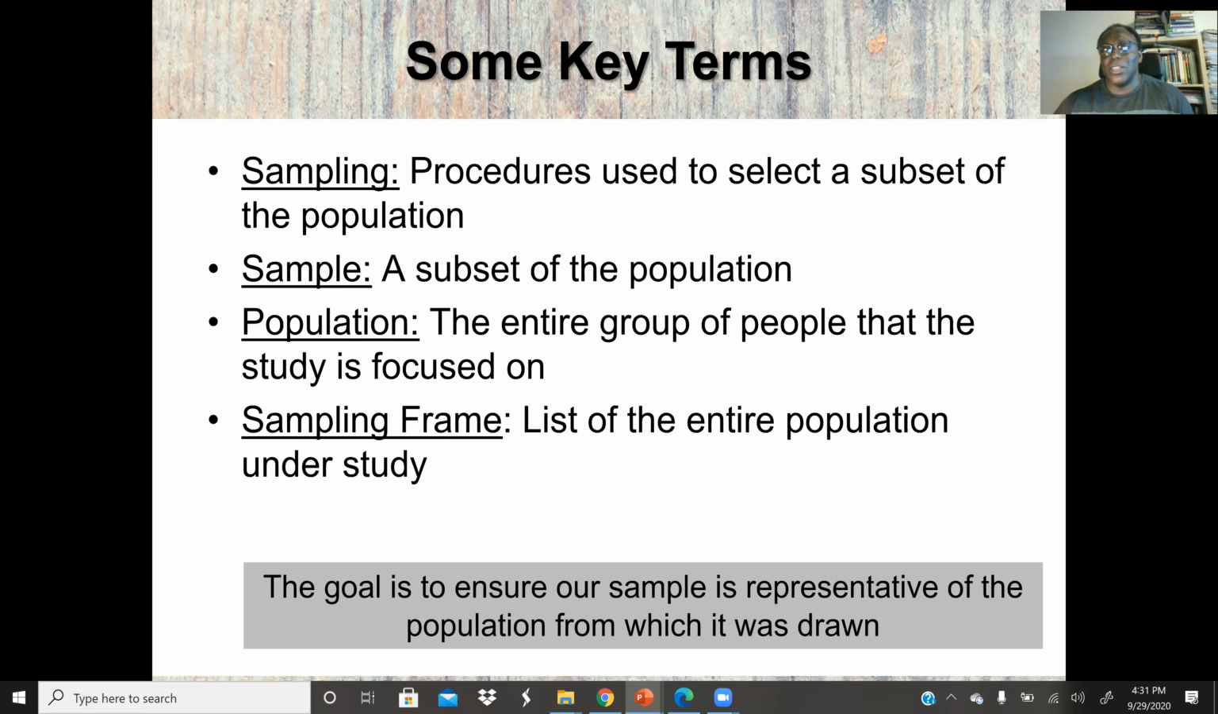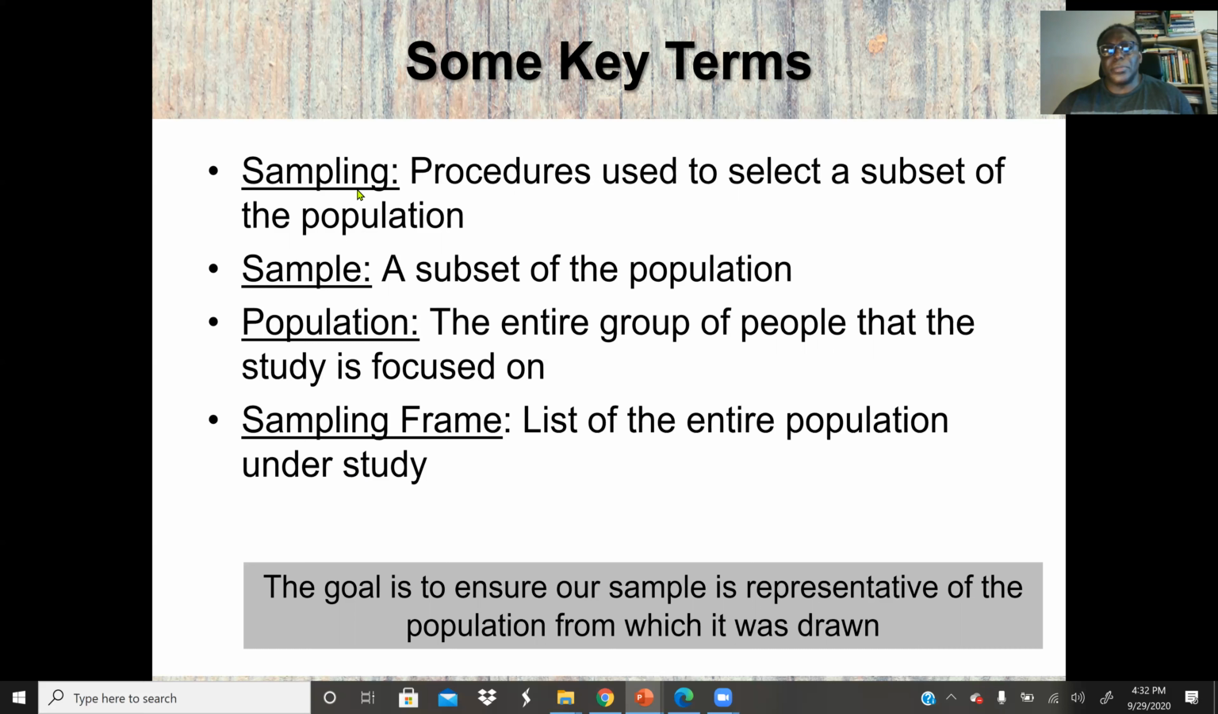It's everything. So if our studies focus on adult male between the age of 20 to 40, the population means the whole entire group of people that fall within that category in New York City, if our studies is in New York City. Then the last terminology is a sampling frame. The sampling frame, again, is the list of all the entire population under study. So sampling frame is more or less like the population size.